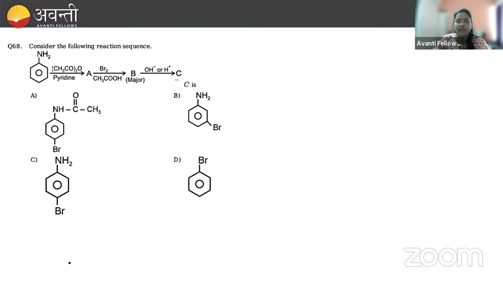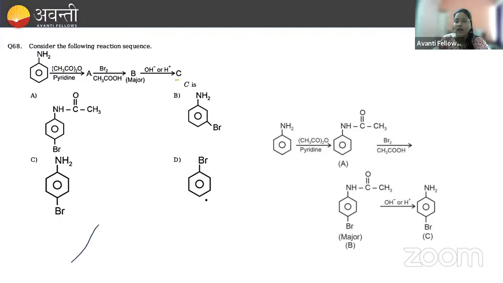So the reactant molecule is what? Aniline, right? So aniline, what happens when aniline is there? When aniline reacts with acetic anhydride in the presence of pyridine, there is a formation of A molecule. Okay, there is a formation of this amide, an aromatic amide.